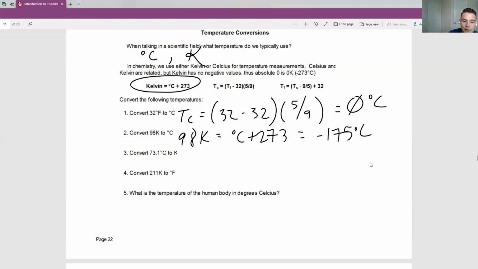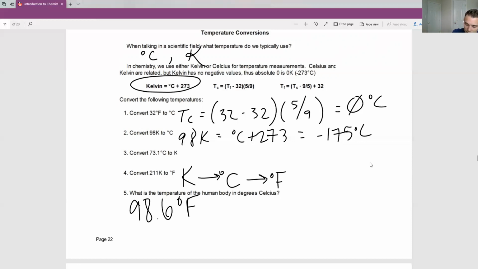For 4, there is no way to go from Kelvin to Fahrenheit. So what you have to do is go from Kelvin to degrees Celsius, then degrees Celsius to degrees Fahrenheit. I'm also going to let you do 5 yourself. I'm going to come back and write in the answers here. Just note the human body is typically 98.6 degrees Fahrenheit. Go ahead and turn that into Celsius.